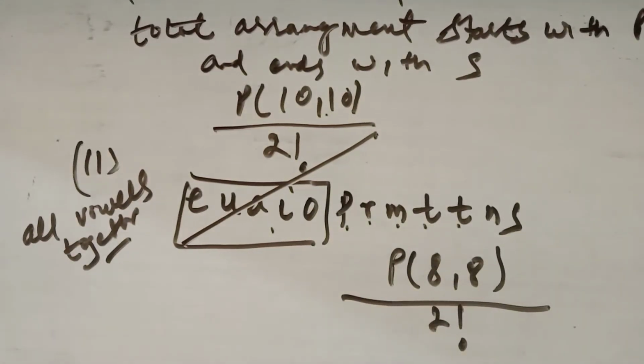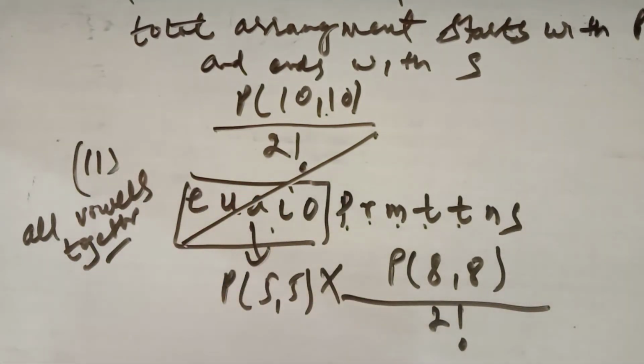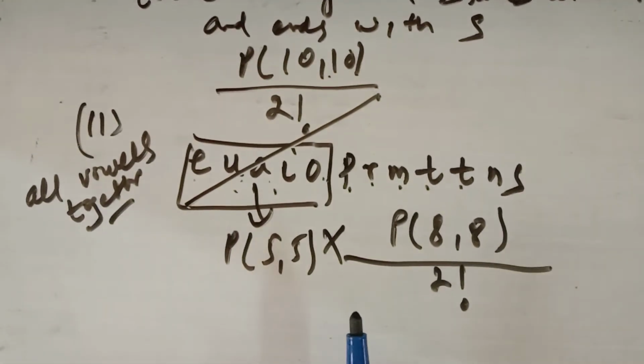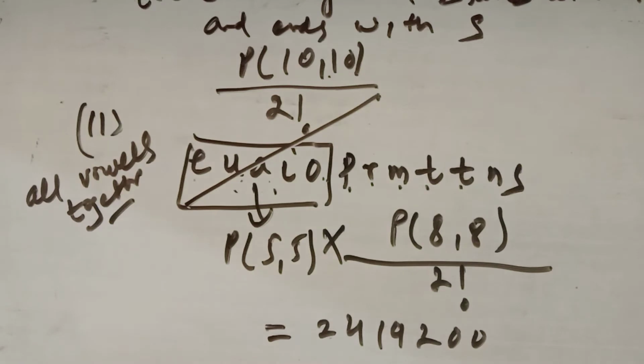But here the vowels can be arranged among themselves. Vowels can also arrange themselves. That is permutation of 5, 5. E, U come here, E comes here, A here, O here, and like this. They can also arrange themselves. So these are the total words when all vowels are together, and when you solve it using the formula, permutation here and the permutation here, it will be 241920.